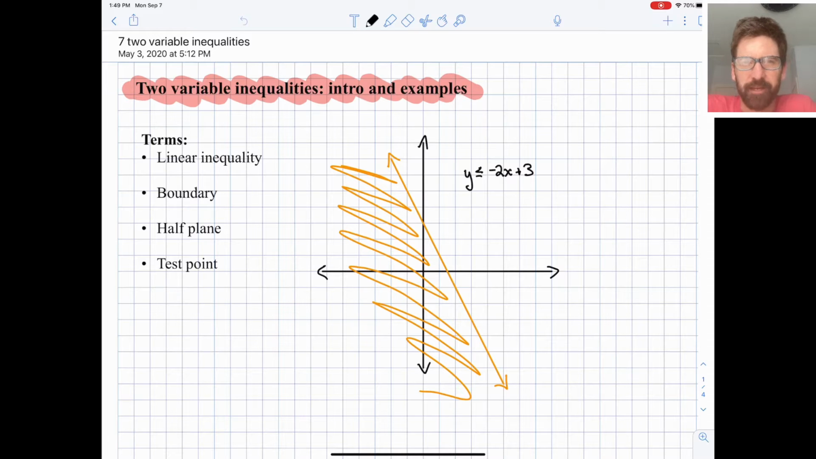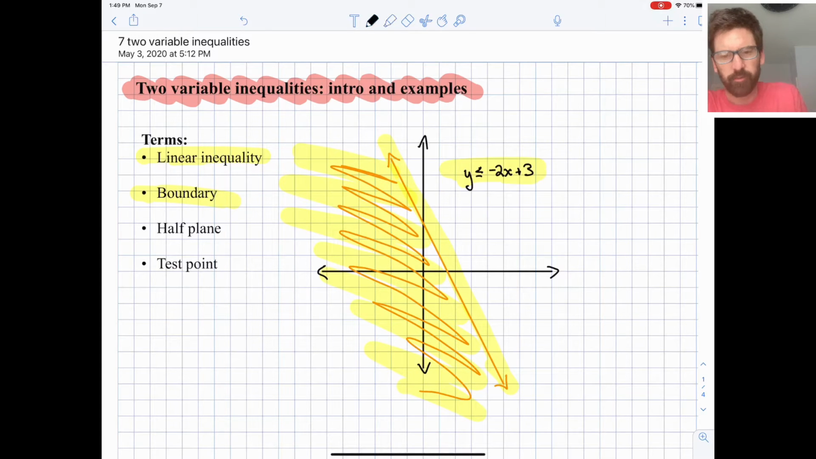And additionally, that boundary line could be either a solid line if the points along that line are included in your inequality, or it could be a dashed line if we want to exclude those points. So some things to be thinking about here. We have a linear inequality, and this graph is an example of one. We have a boundary, which is this line right here. We have a half plane, which is the entirety of this shaded region.